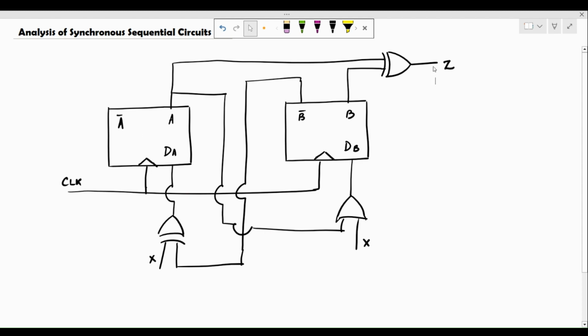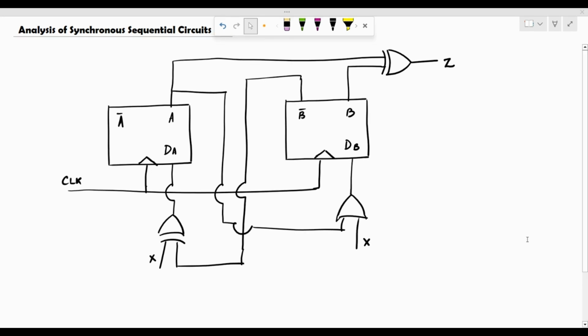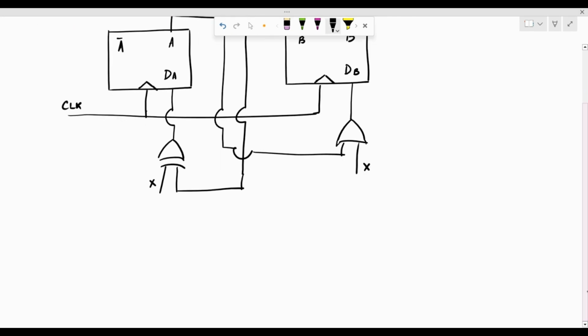We also have a final output here, which is the output of this entire sequential circuit, and that is the XOR version of the outputs of flip-flops A and B. We now have to obtain the state diagram for this particular sequential circuit combination. So how do we do this? The first step is to obtain the equations for the inputs to each of the flip-flops. So let's begin. Step 1 is to obtain the inputs of flip-flops.